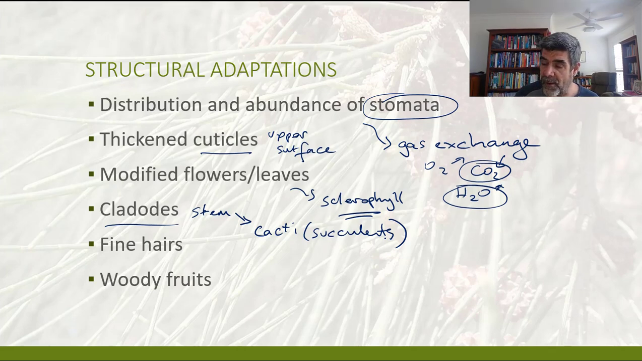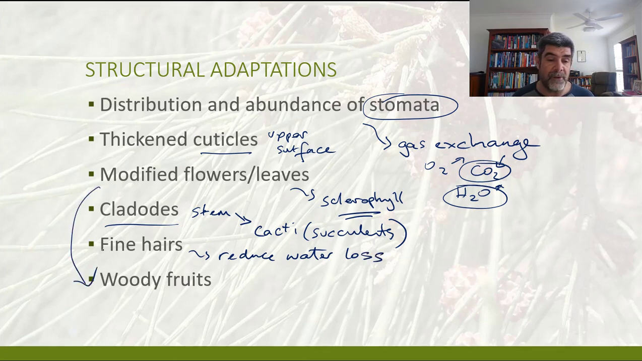Fine hairs can be another one because it helps to reduce water loss. And just as we said with the modified flowers and the leaves, woody fruits as well, again and again, you're comparing this to something like a watermelon, which is extremely watery. You don't want to be losing too much water when you're putting it into these structures, which will then be lost from the plant if water is scarce or if the plant's in danger of dehydration.